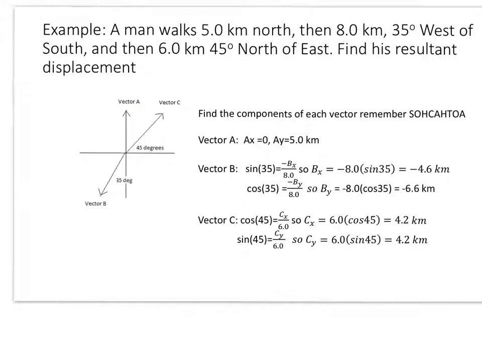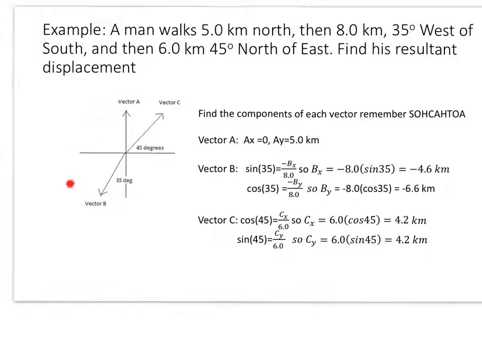Okay, so here is the example problem. We've got a man who walks 5 kilometers north, then 8 kilometers, 35 degrees west of south, and then 6 kilometers, 45 degrees north of east. We want to find his resultant displacement. Just one point here: this technique applies to the resultants of any vector. It might be displacements, velocities, or forces, whatever. But the technique for combining the vectors is the same.